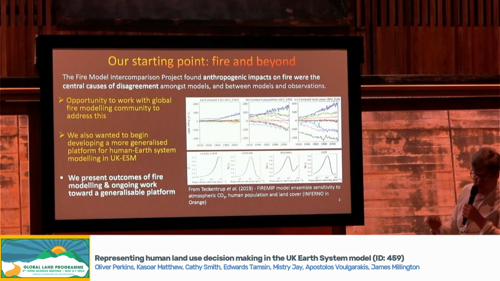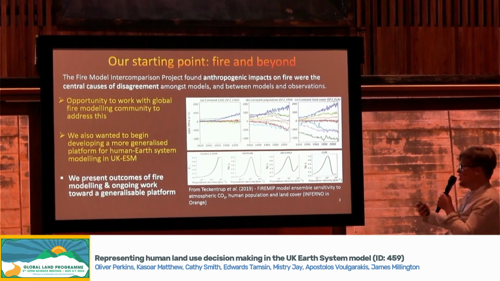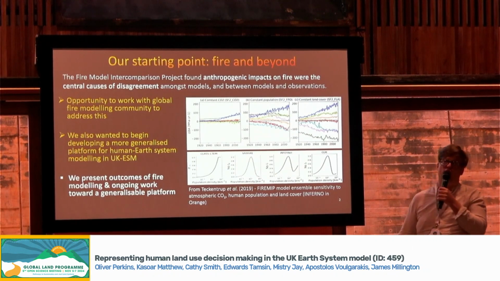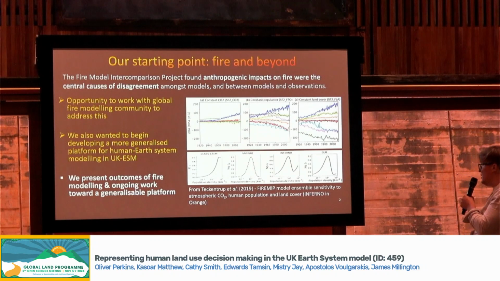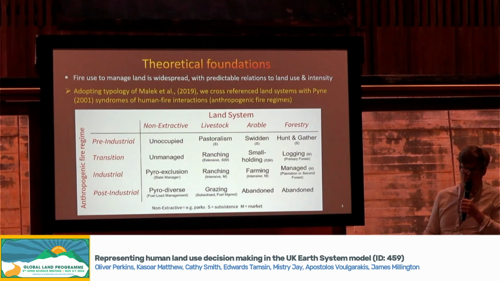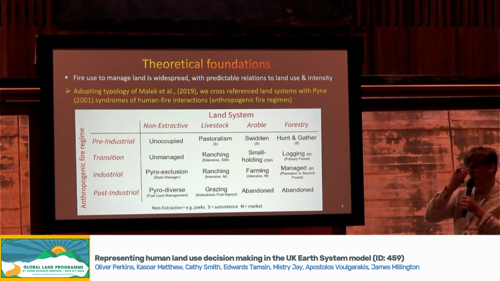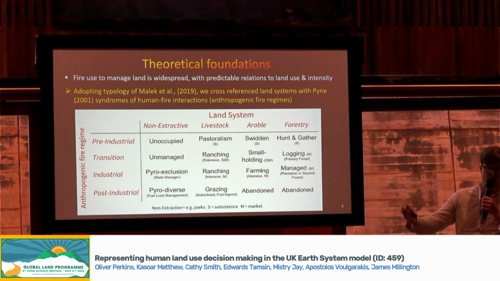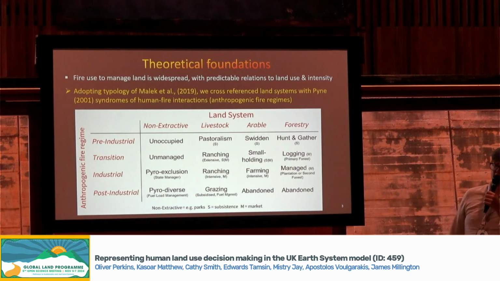And so we're land system modelers, and yes, really interested in fire. Fire's really fascinating, but also what we're trying now to do is build this into a more generalizable platform for human Earth system modeling in the UK ESM. So we began by trying to find a framework to think about how humans use and manage fire globally, and the interactions between those things, between different land systems, forestry, livestock farming, cropland, and so forth, and basically patterns of economic development.